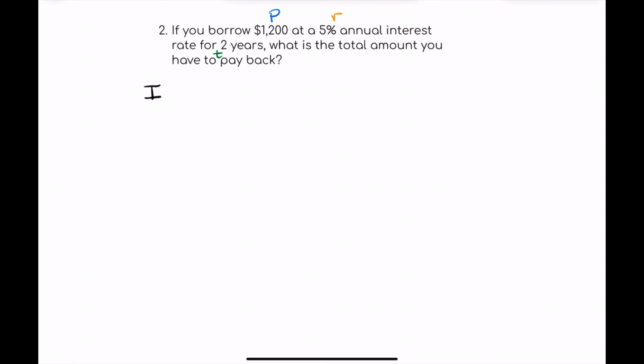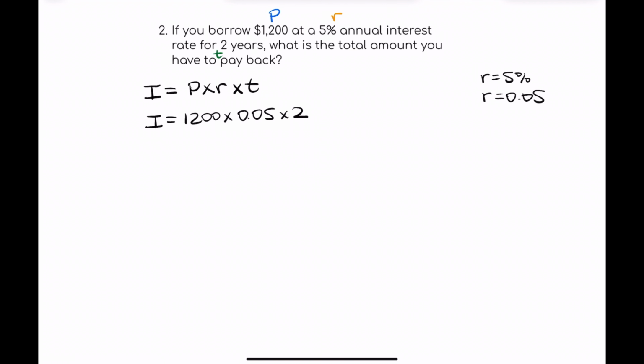Again, we'll go through and label everything here. We have 1,200 as our P, 5% as our R. Our time here is 2 years. Again, we have to take our annual interest rate and make it into a decimal. So 5% is the same as 0.05. Now that we have everything, we'll go ahead and plug in. We'll have I equals 1,200 times 0.05 times 2. When we plug this into our calculator, we end up getting that I equals $120.